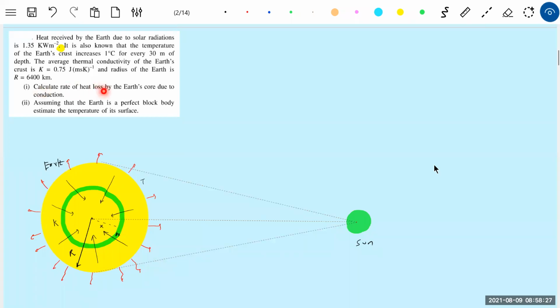Now the first part. Calculate the rate of loss of heat by the earth's core due to convection. How to find this out? I think with the average thermal conductivity and the rise for every 30 meter of depth, I'll go for the power loss due to the core, or the heat supplied to the core per second. So this should be equal to K into 4 pi r square dT by dx.